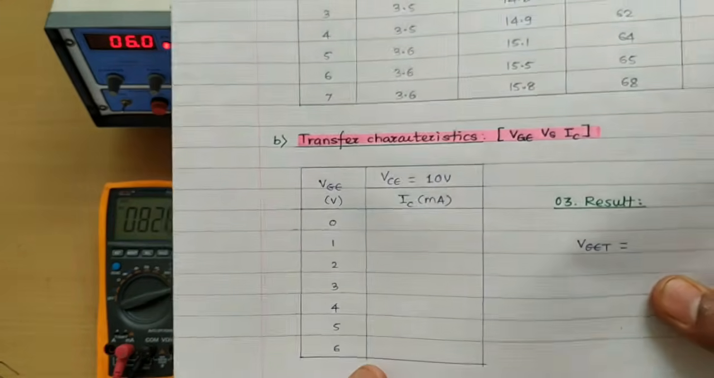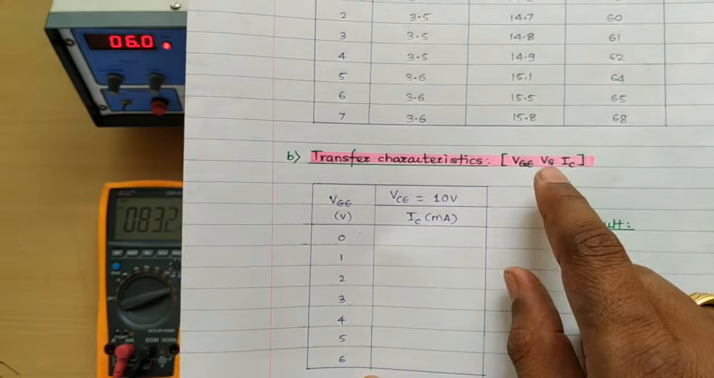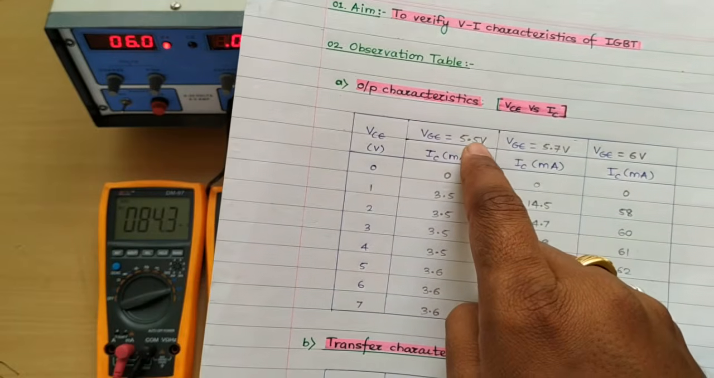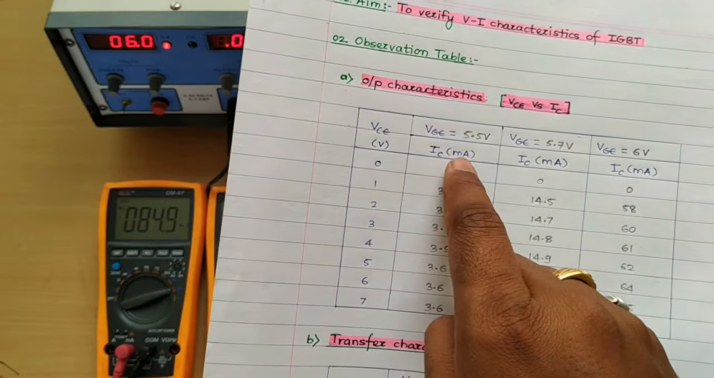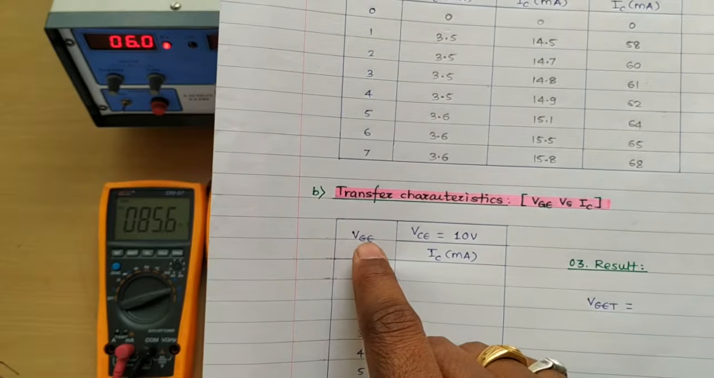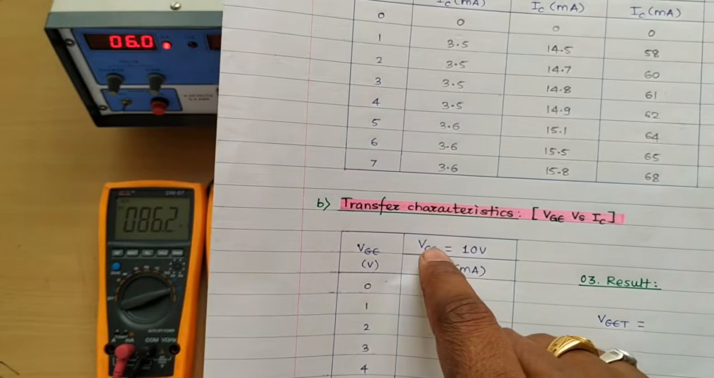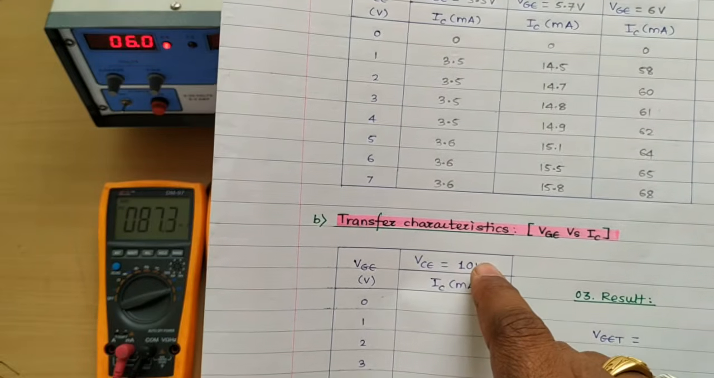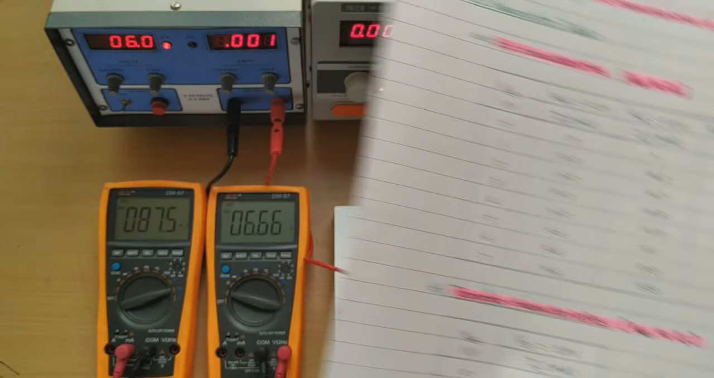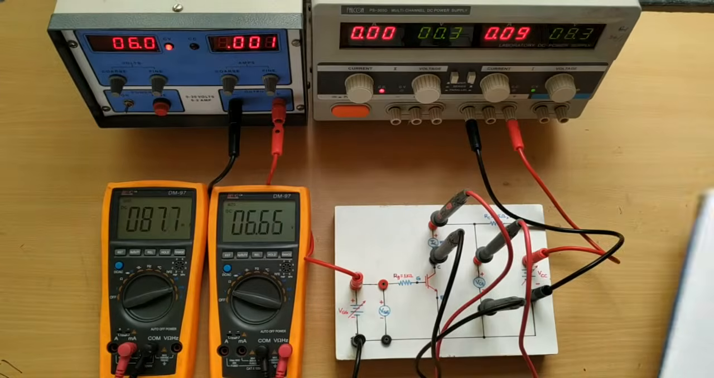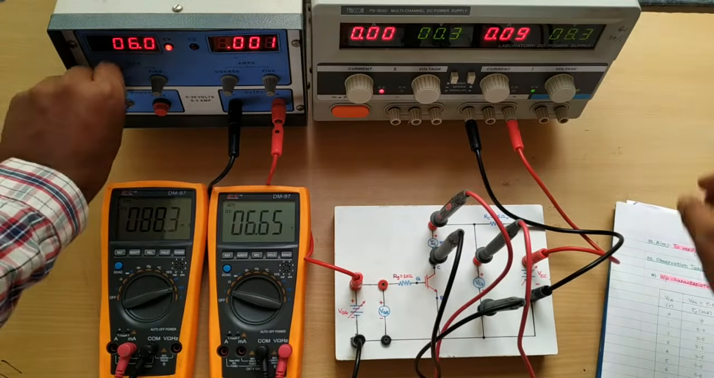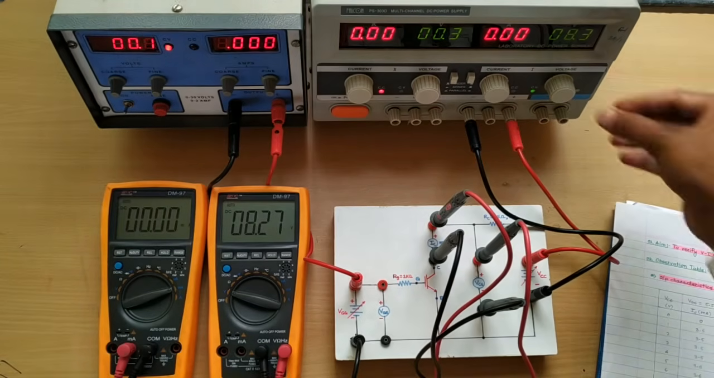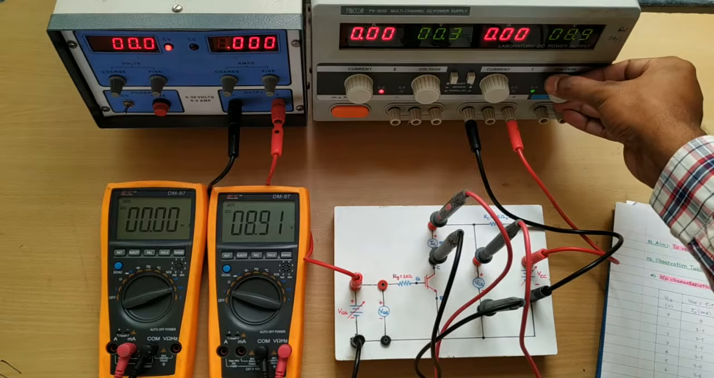Now we will try to plot transfer characteristics. Now we will reverse the situation. Here your VGE, the input, was constant and you were changing the output. Now we will change the input and we will try to fix the output. Suppose I have taken VCE equal to 10 volt. So what I will do, I will make this 0. So now your VGE is almost 0. And we will try to make VCE 10 volt.